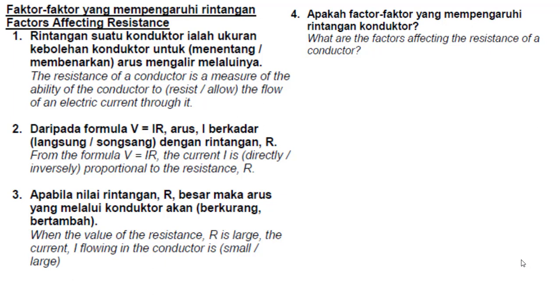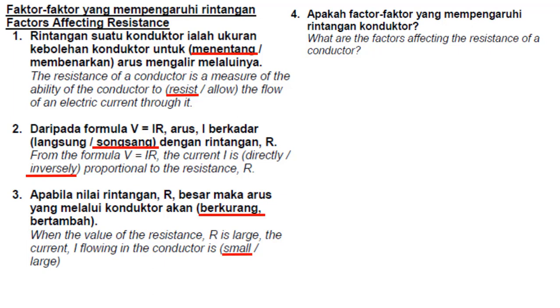Okay, we are going to learn today factors affecting resistance. The resistance of a conductor is a measure of the ability of the conductor to resist the flow of an electric current through it. From Ohm's law, V equals IR, the current I is inversely proportional to the resistance R. When the value of the resistance R is large, the current I flowing in the conductor is small.